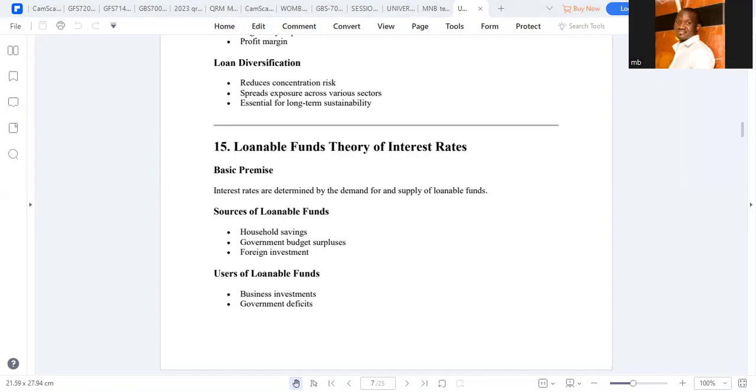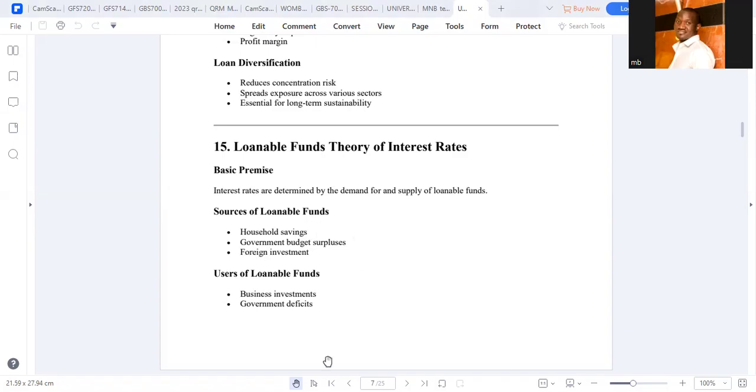Whereas if we have low demand for funds and high supply, the interest rates will be what? Will be low. This theory is important because it assumes that financial markets are competitive and that the interest rates will adjust in a clear market on their own. So what are some of the sources of funds? The supply of funds comes from different sources. We have households, government budget surpluses.